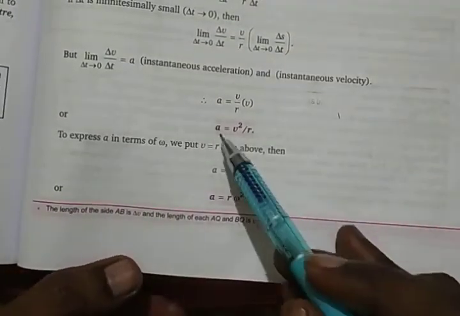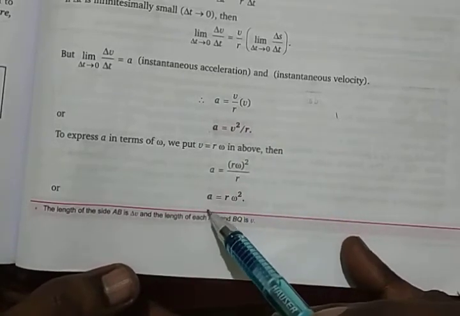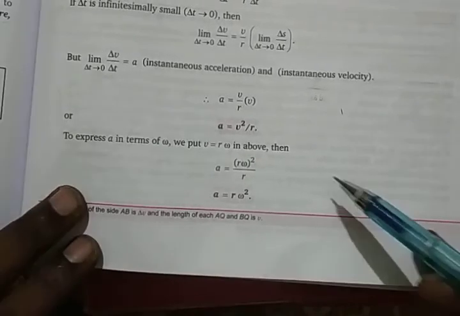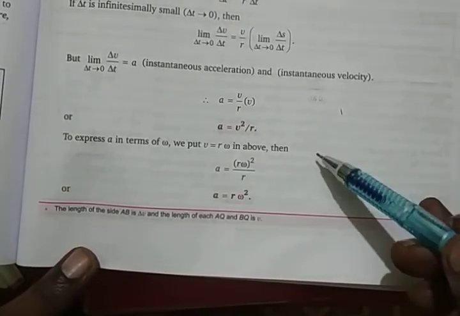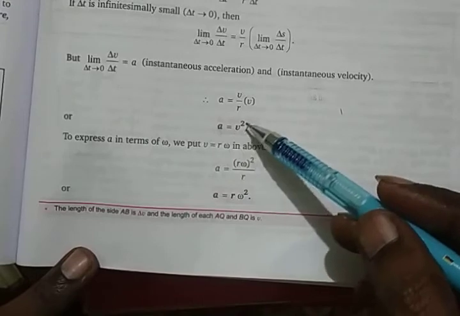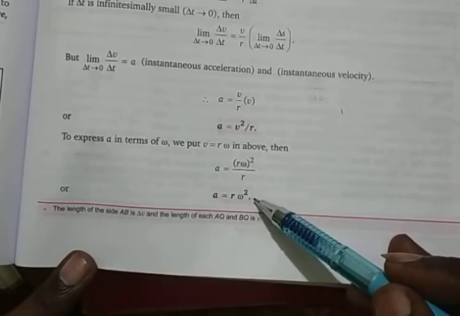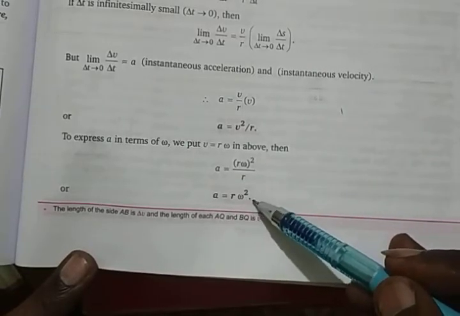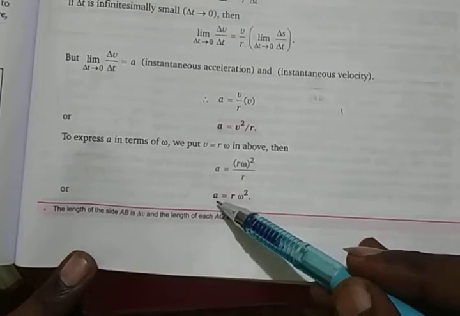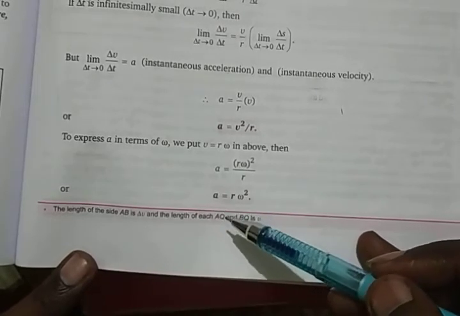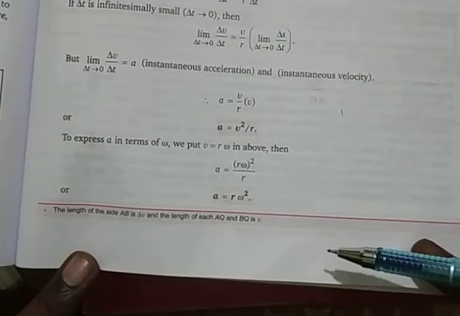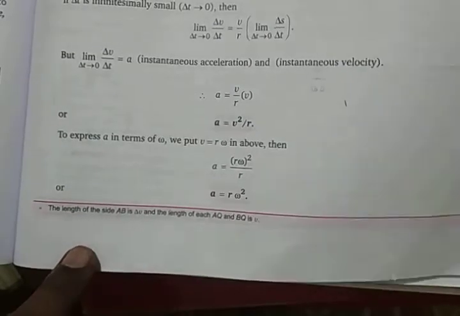Now look at this formula. A is equal to v square upon r, A is equal to r omega square. We always know acceleration as delta v by delta t. But here acceleration is v square by r, because the radius is important. The body is going along the circle. Again, r omega square. What is omega? Angular velocity. So it is called the centripetal acceleration.